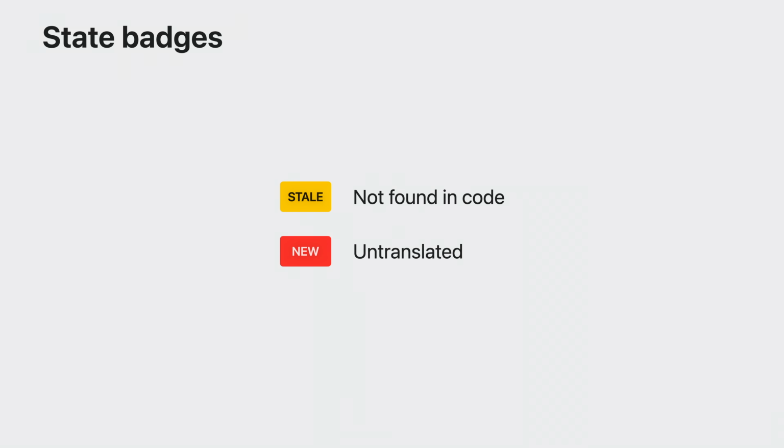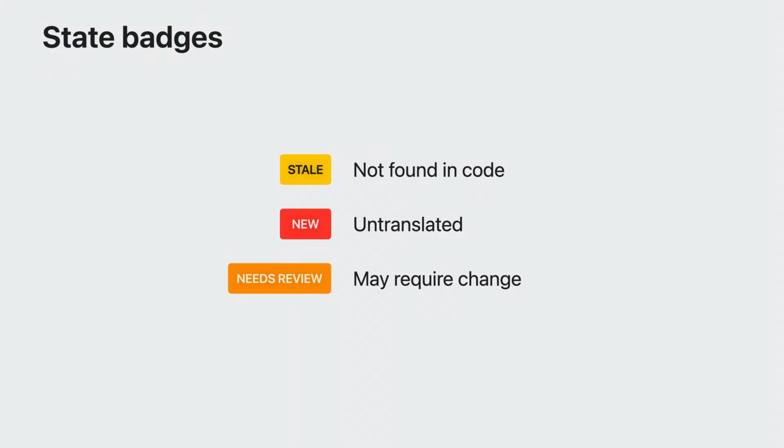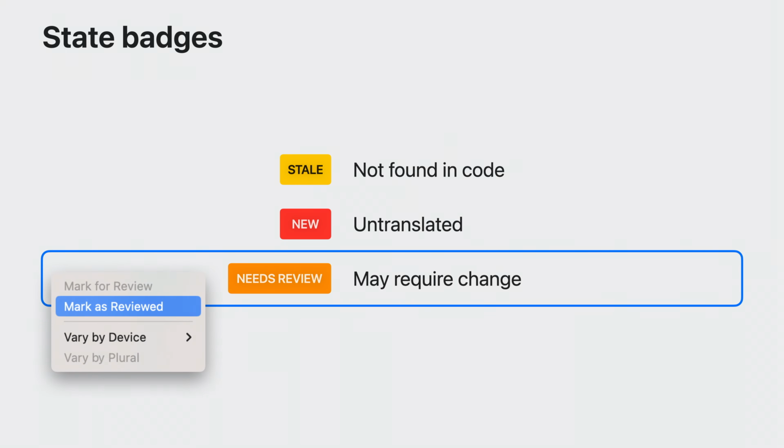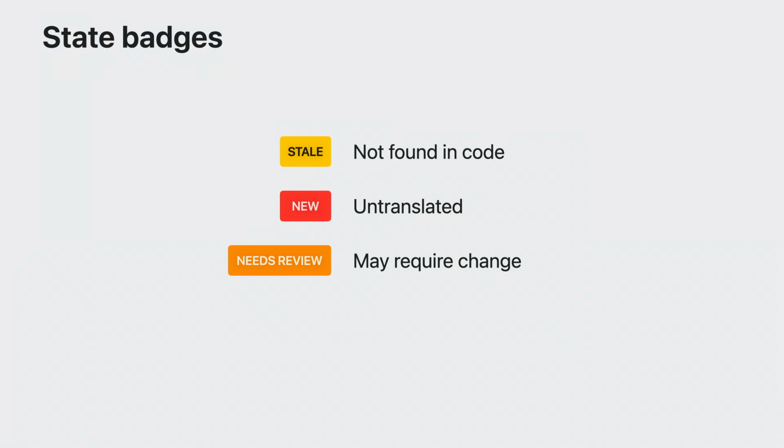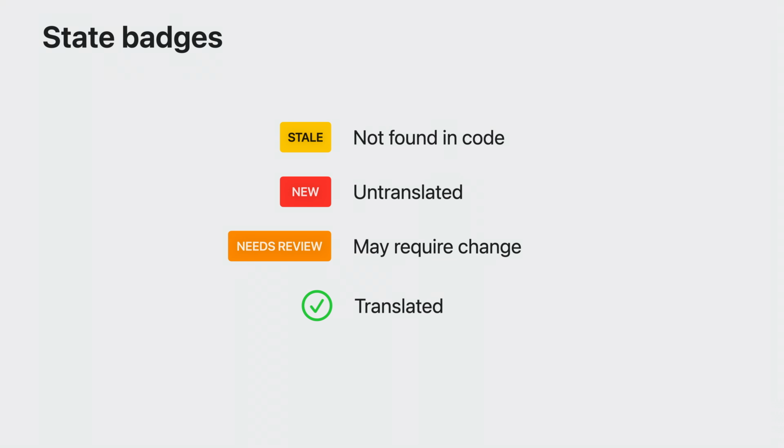New indicates that a string hasn't yet been translated into the selected language. You'll see this after adding a new string in code. Needs review indicates that the string requires the localizer's attention because the value might need to be changed. If you'd like to use the current value, simply choose Mark as Reviewed from the context menu. You can also use this menu to mark a string for review by the localizer. This might be useful if you receive a bug report about a faulty translation. Finally, strings that have been translated in the selected language will show a green checkmark. This indicates that no further action is needed.